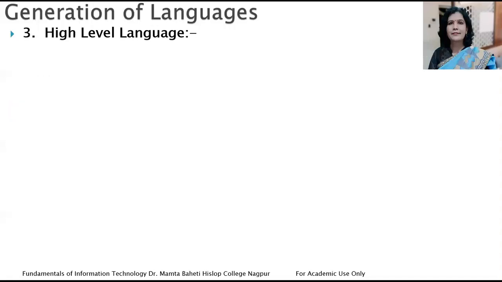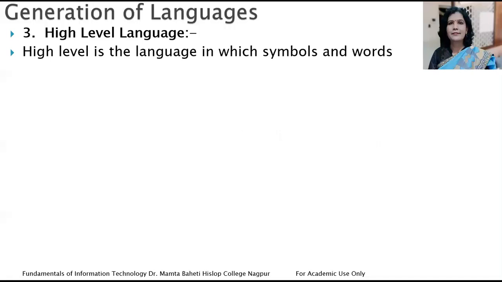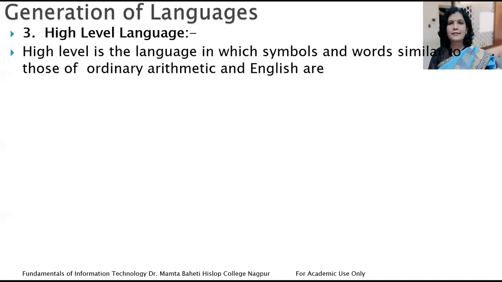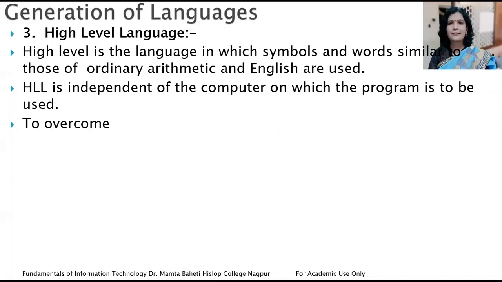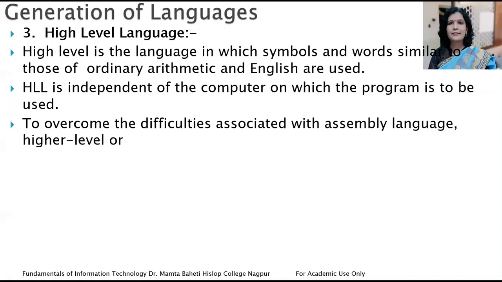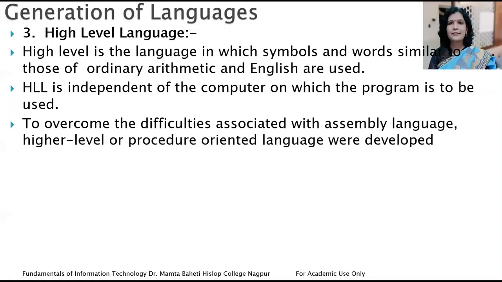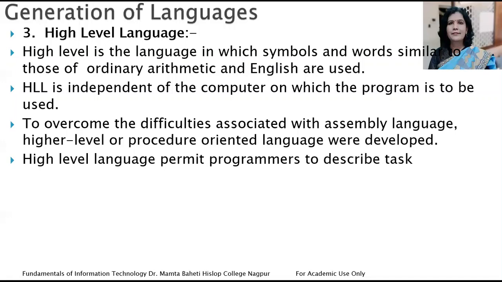Next, we'll see high level languages. In high level language, the symbols and words are similar to those we use in our ordinary language, like add, subtract, delete, come, go. Just as in normal English we use a minus sign for subtract and a plus for addition, the same is there in the high level language. So to overcome the difficulties associated with assembly language, higher level and procedure oriented languages were developed.